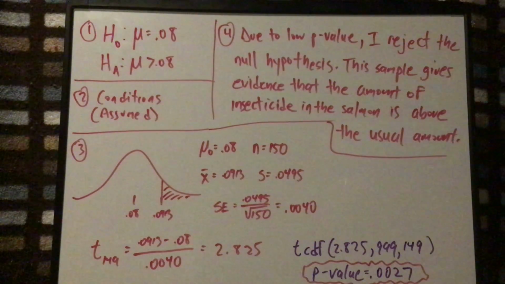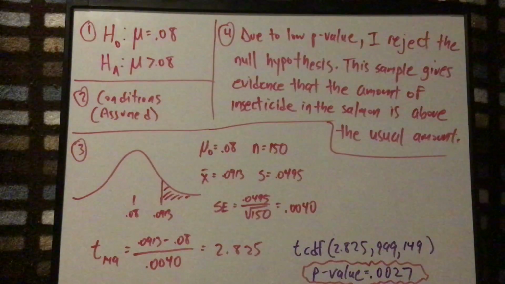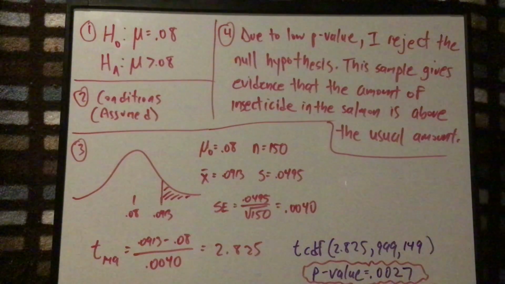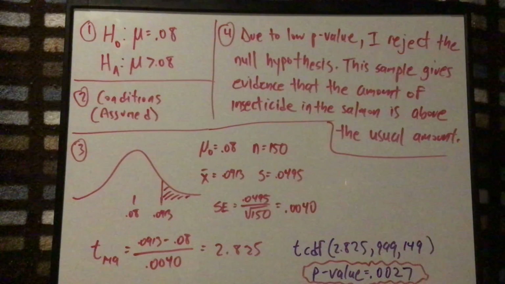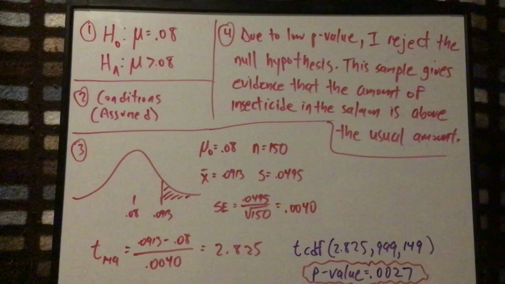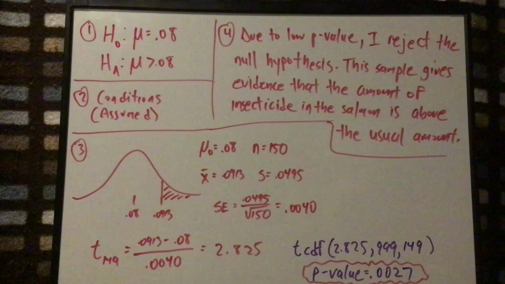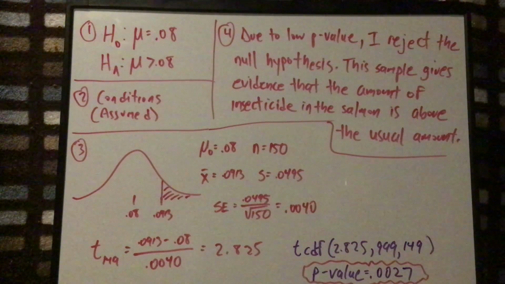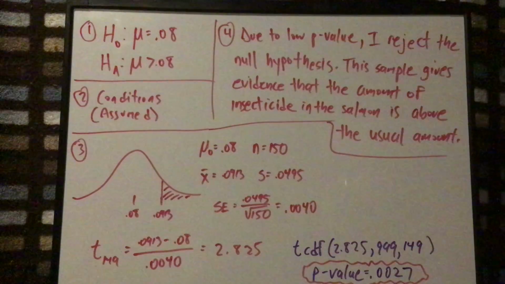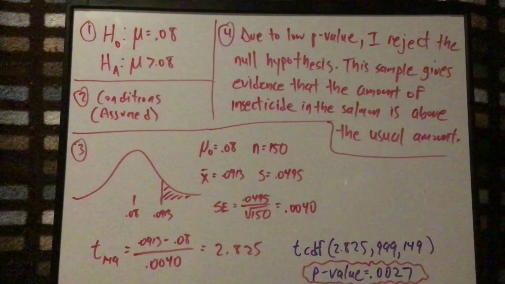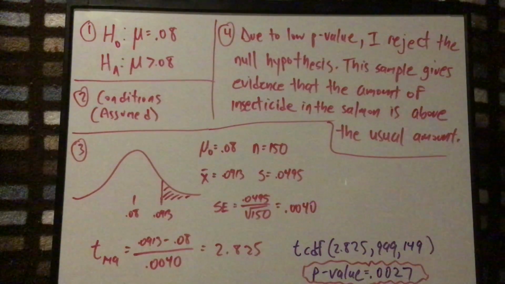Remember, the tests can be wrong. This is unlikely to be wrong, but it's possible. This would probably flag the company, though, so that they would go in and do some more detailed work to see if they really were having too much insecticide. All right. Well, hopefully you were able to get that example. Hopefully this makes sense. This is how you do a one sample t-test.